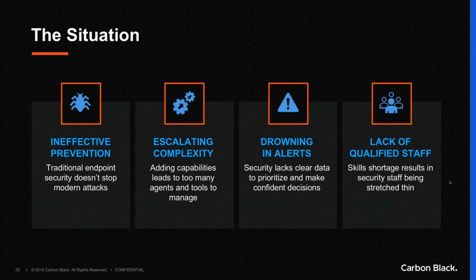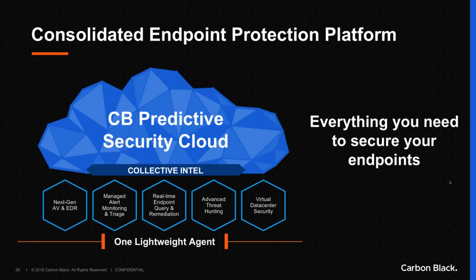And so they end up with that kind of problem where they're drowning in alerts. They aren't really able to sort through things very quickly, and they're trying to correlate between different tools. And because we have that lack of qualified staff, I've never talked to a single security professional who said they had just the right amount of money and just the right amount of people on their team. They always need more. That lack of qualified staff compounds all of these problems. And so Carbon Black looked at that and said, we can fix this using all of the experience that we have in the industry and build a consolidated endpoint protection platform.